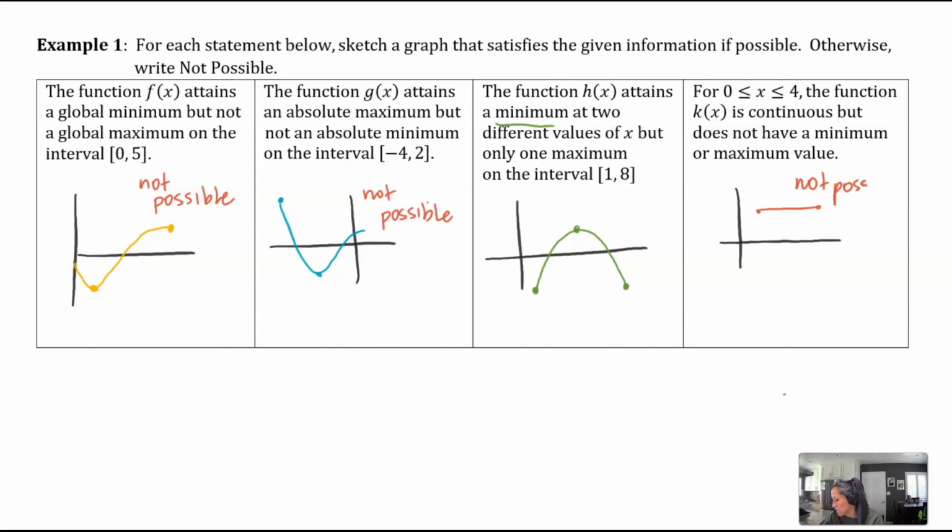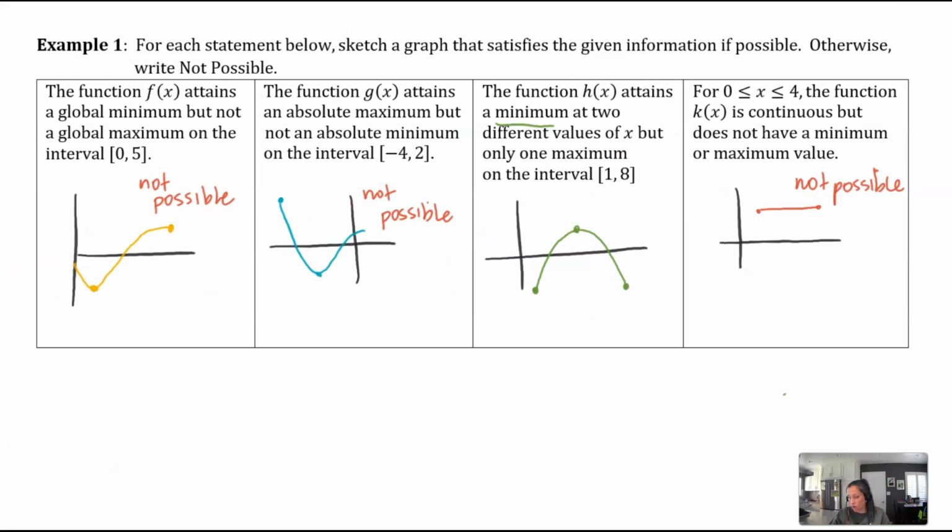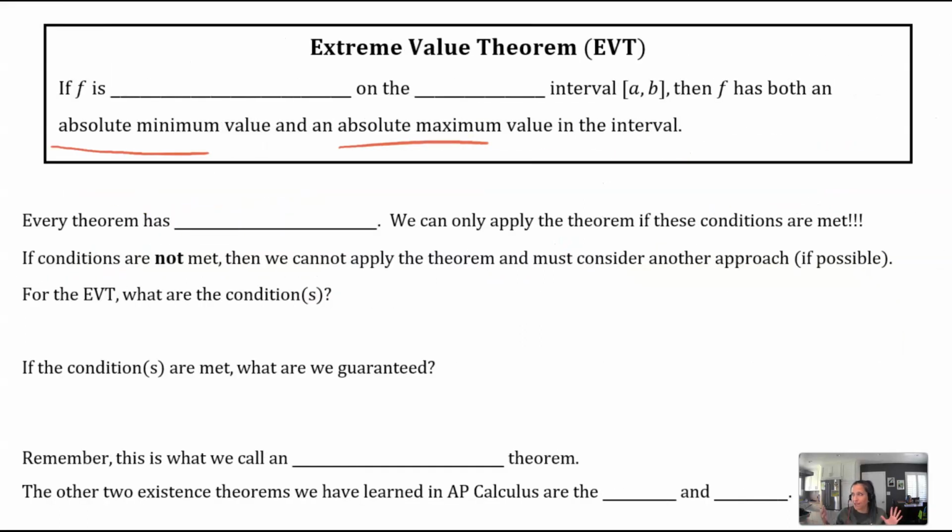So this all leads into the whole point of this section, the extreme value theorem, where we have this idea that if we're on some interval a, b, with those closed brackets, then there is both an absolute minimum and an absolute maximum. It doesn't say they are unique. It could happen multiple times, like we had in the one that was possible, but we are guaranteed to have both. There's no way to not hit a max or a min value if you're on a closed interval.